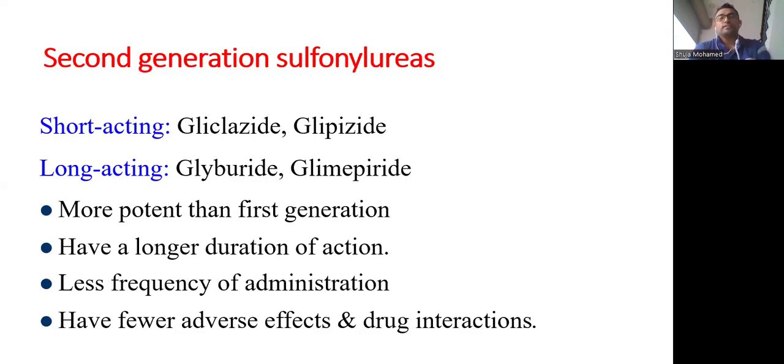So why do you need a second generation? Because it is more potent than the first generation. It has a longer duration of action. So if you have a longer duration of action, the lesser the frequency we use. The lesser the frequency we use, we don't forget to use. So the compliance is good. And it has few adverse effects and few drug interactions.